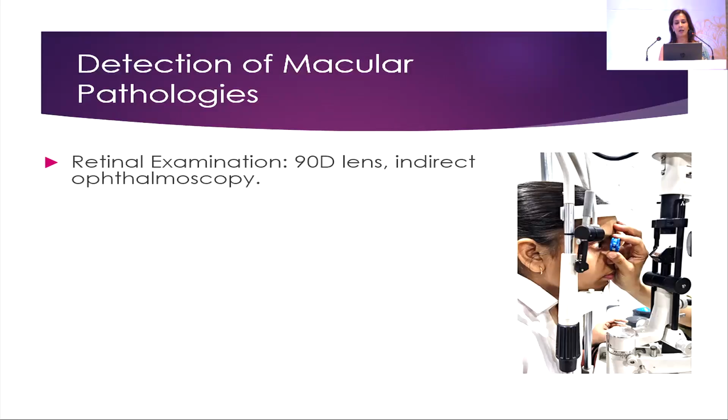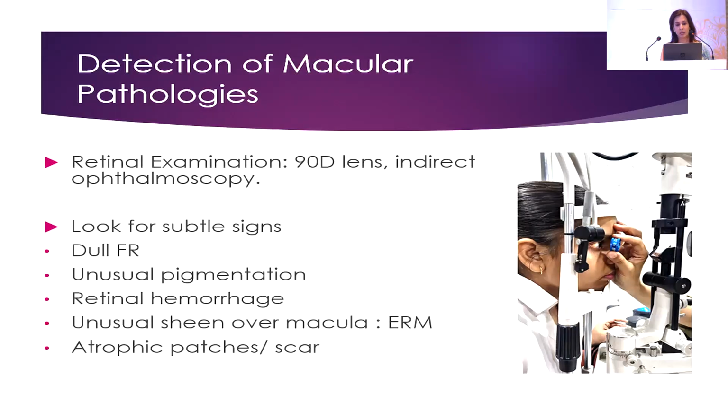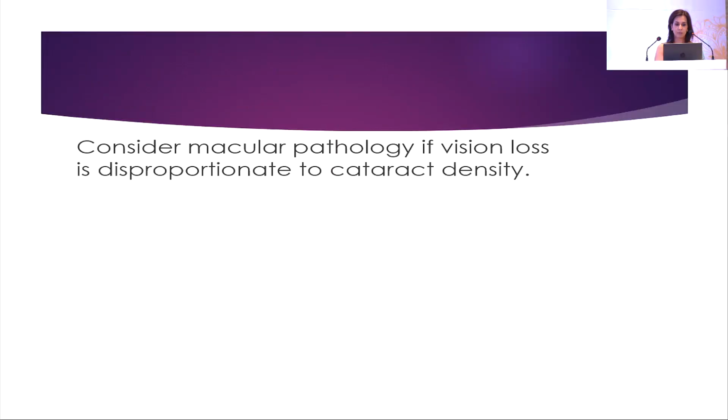And there we have our very own old age-defined 90-day examination, which will tell us if the macula is healthy or not, and indirect ophthalmoscopy to see the overall health of the retina. Look for very subtle signs: a dull foveal reflex, an unusual pigmentation, a different coloration, the smallest of retinal hemorrhages, an unusual sheen over the macula, any atrophic patch or a scar that you see. Do not ignore it.